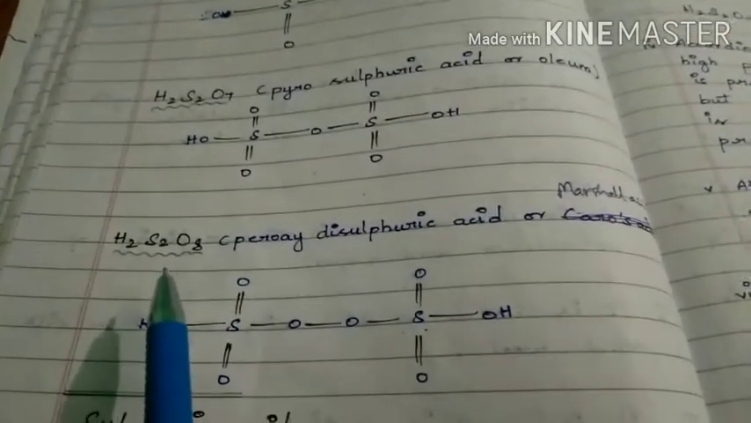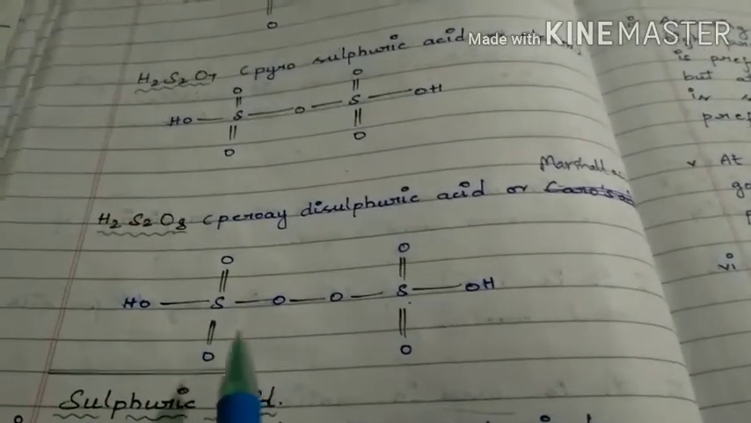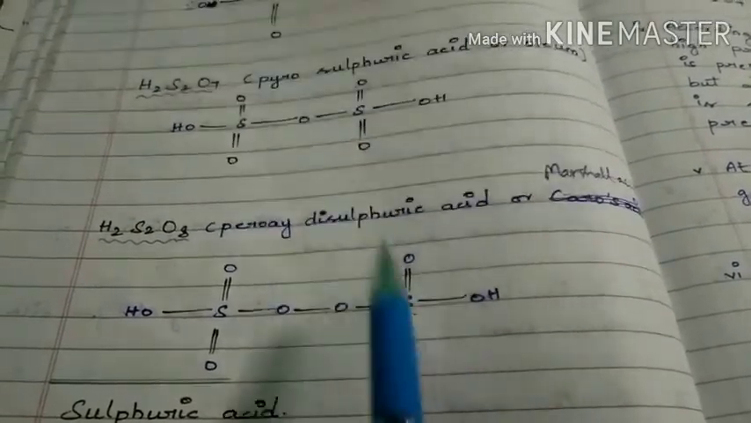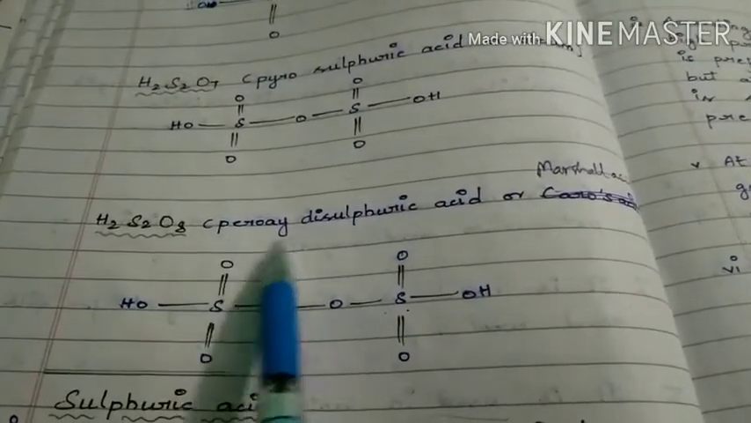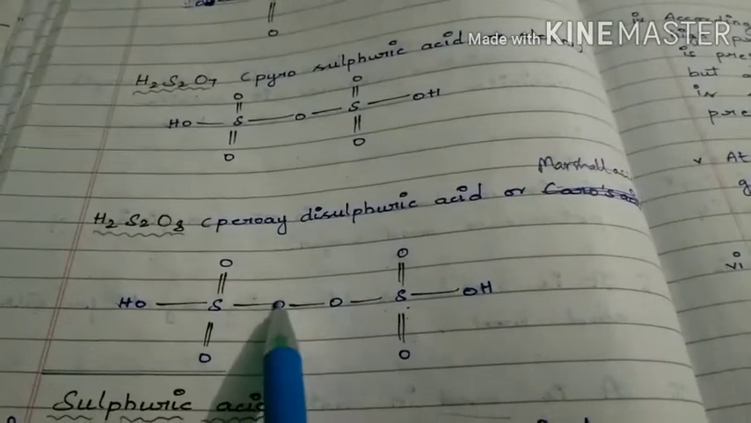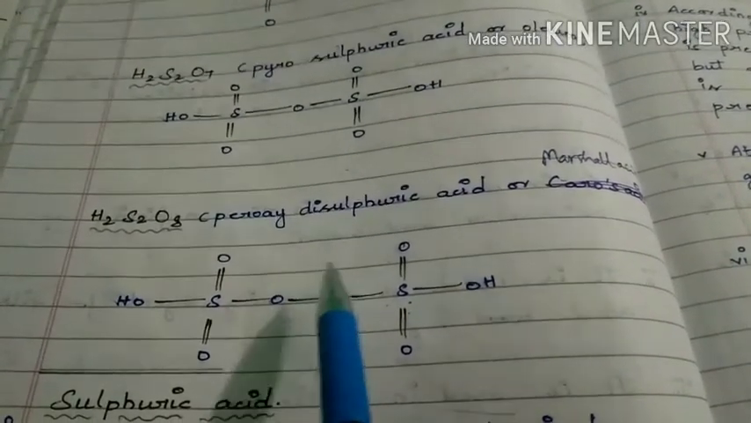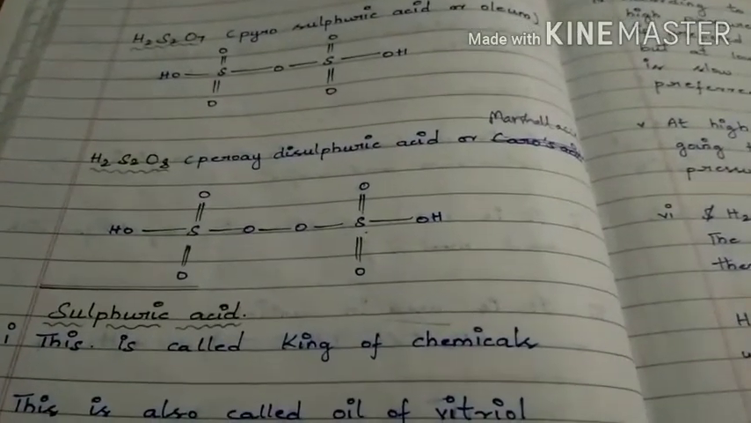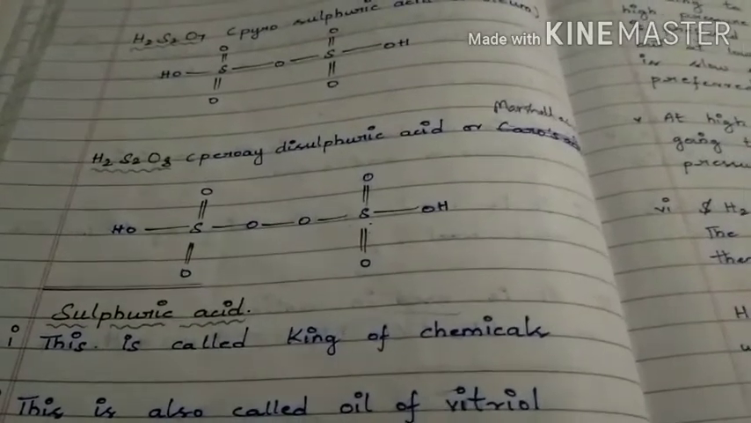Then how many atoms remain? How many oxygens remain? 4 oxygens remain. Among 4, one should be attached to one sulfur and one should be attached to this sulfur. In this, its name is peroxy. Peroxy means a single bond between 2 oxygens. So that should be present between these 2 sulfur atoms. Peroxy means a single bond present between 2 oxygen atoms. So finally this will be the structure of H2S2O8.